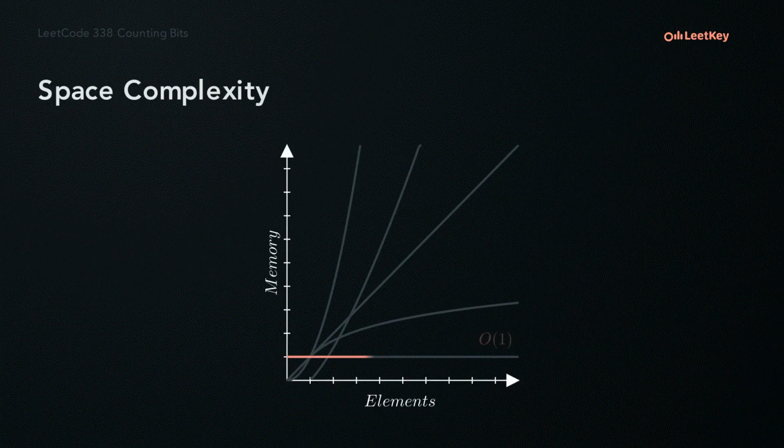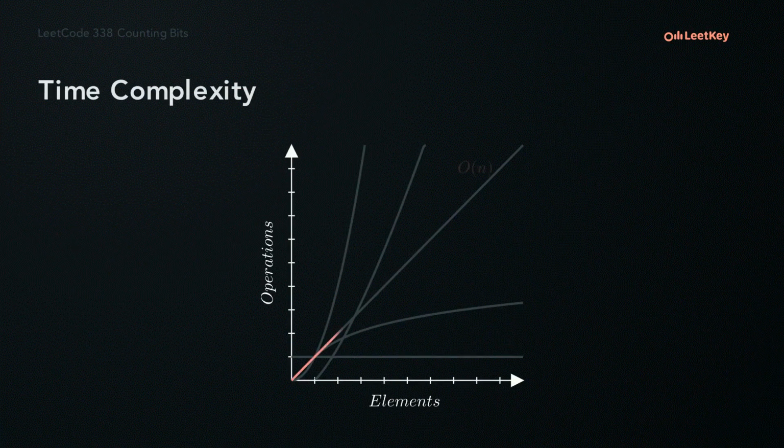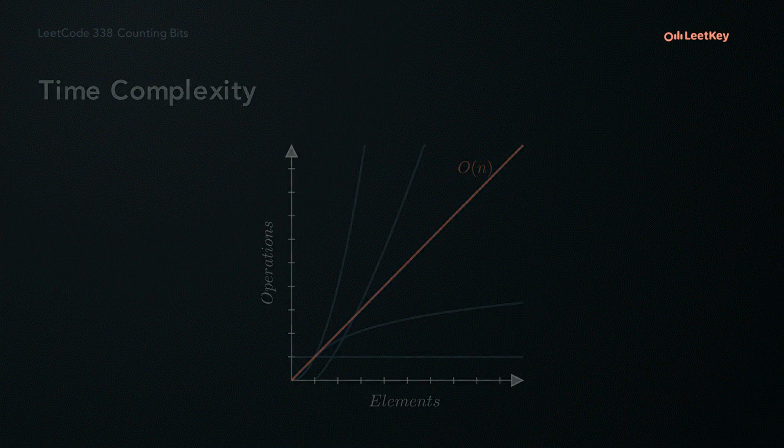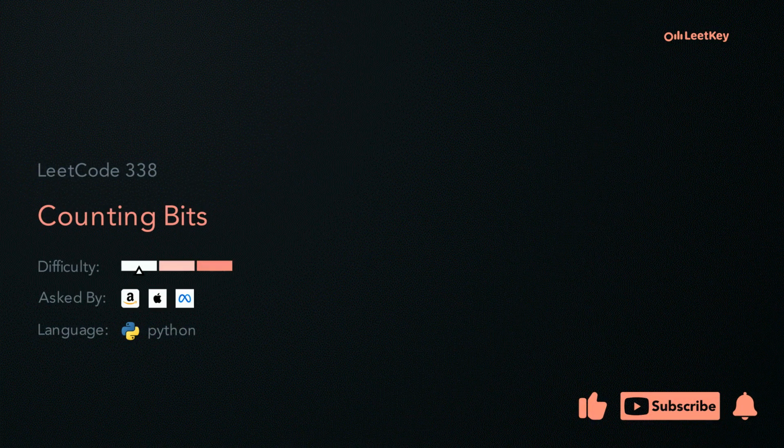The space complexity for this implementation is constant, since we create only one temporary variable for each step in the loop. We don't count the output in the space complexity. The time complexity for this implementation is linear, since we must iterate over every value up to n. That was how to solve LeetCode problem 338, Counting Bits.